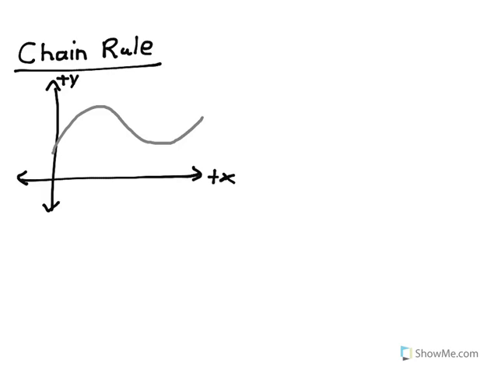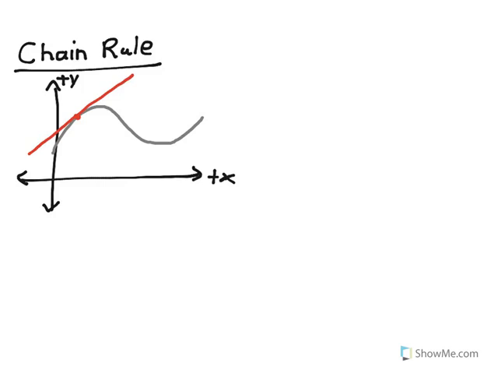If you have a function on an xy plane, like this gray curve that I've drawn here, the derivative is, if we're looking at this point here, the slope of a tangent that passes through that point.